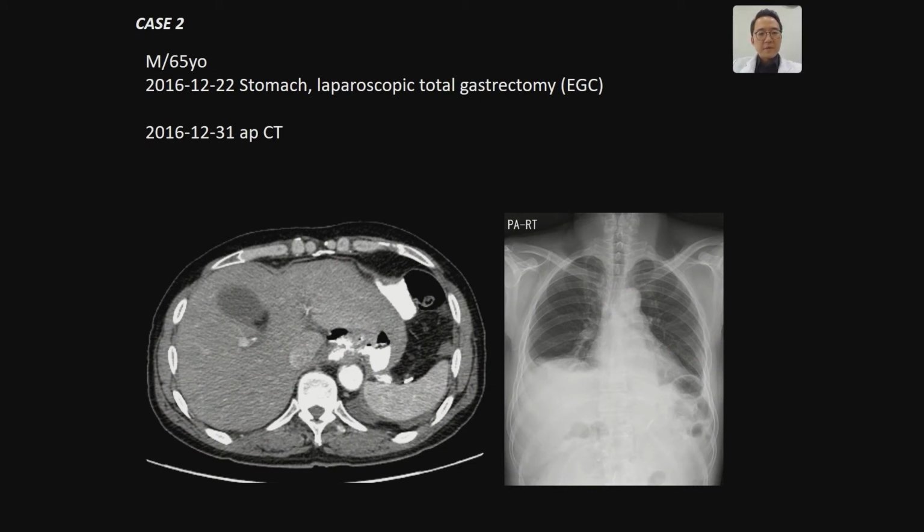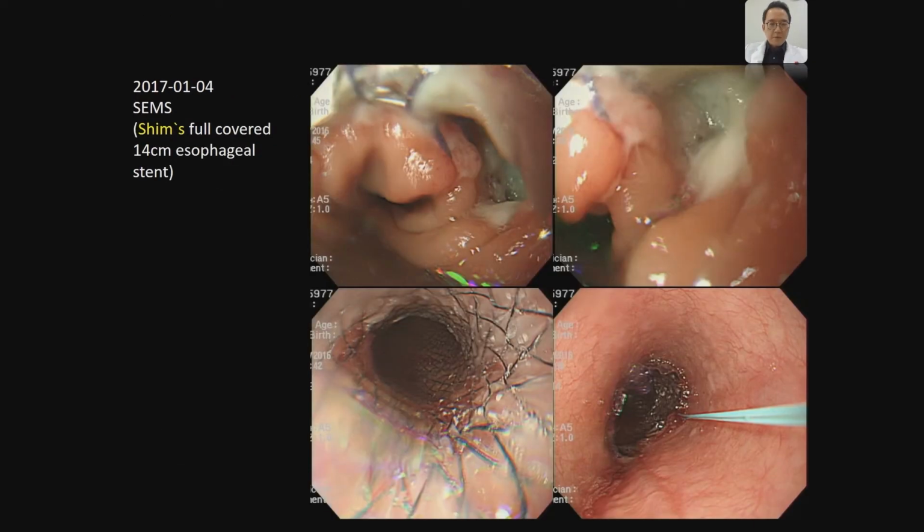And the second case is also a total gastrectomy due to oligogastric cancer, a 65 years old male, and the CT scan shows there's a leakage here around the anastomosis site. The endoscopy shows there's about a 2 centimeter defect hole here around the anastomosis site. So I inserted a full cover stent with the Sims technique, and you can see the string here to prevent migration.